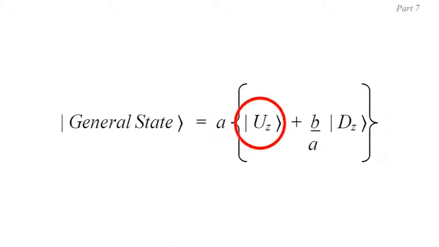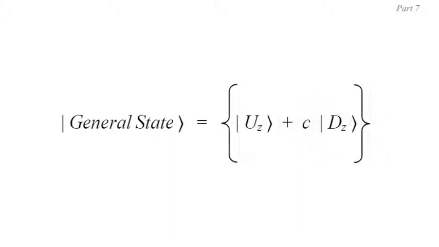into the up state plus B over A times the down state. We can then define the ratio of B to A to be the complex number C, making the general unnormalized state equal to the up state plus C times the down state. You'll notice that I've dispensed with the outside multiplier A, for the same reason that normalization is not important for this exercise, because we'll be setting things to 0 to try and prove that all three expectation values are 0.